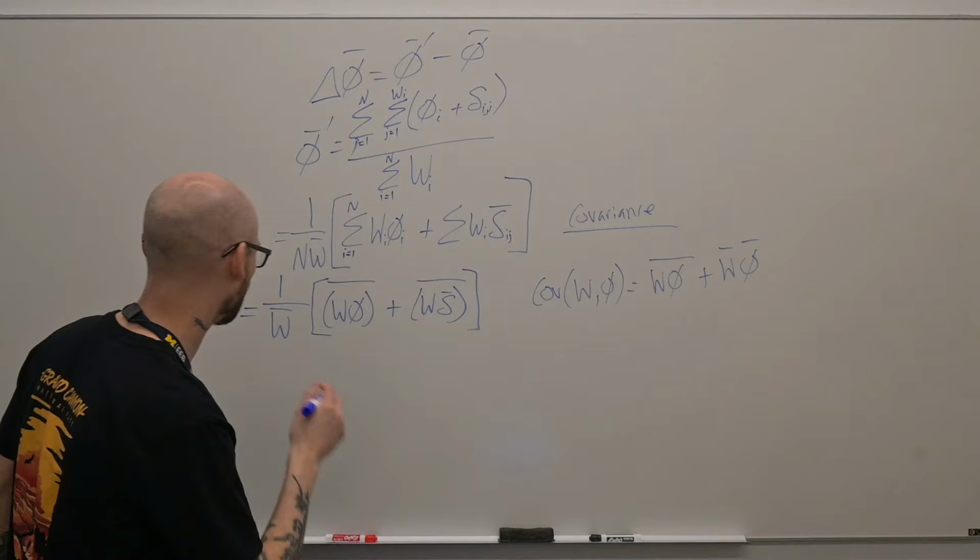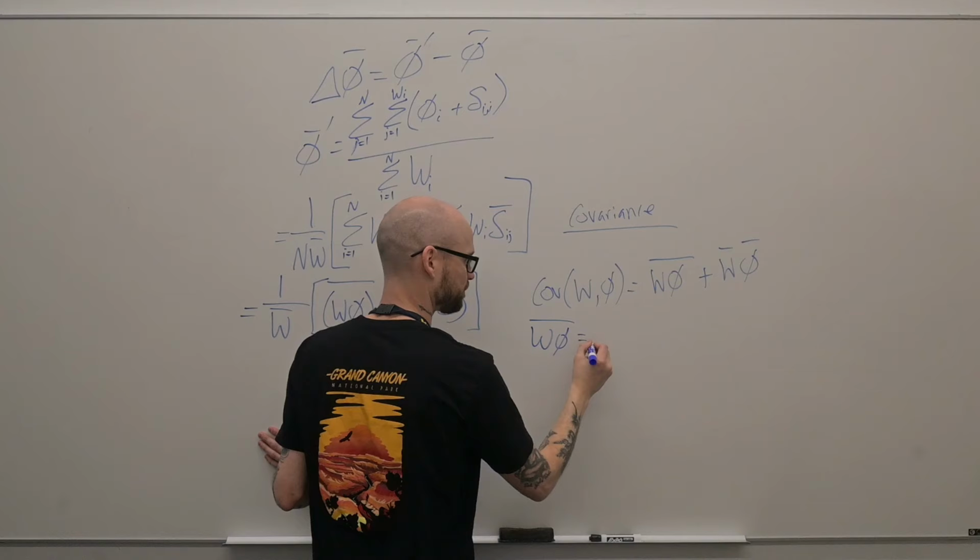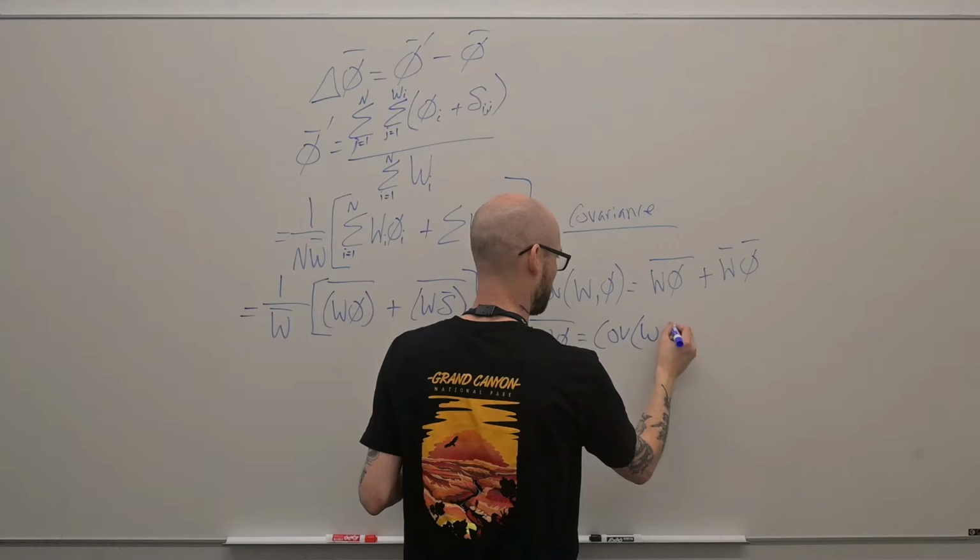All right? So that's what we're going to do. Let's rewrite this as this. To rewrite this around, notice that we're going to have to do a little rearranging. It is equal to the covariance between w and phi, plus that.